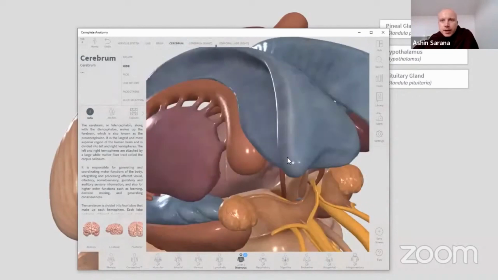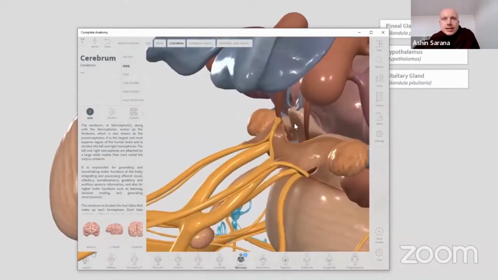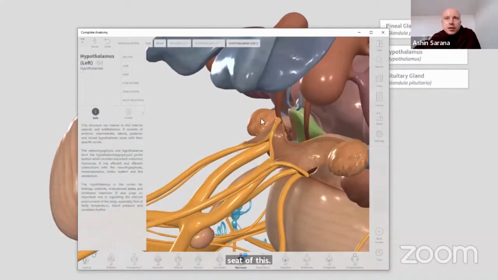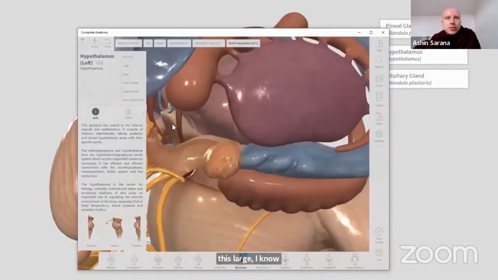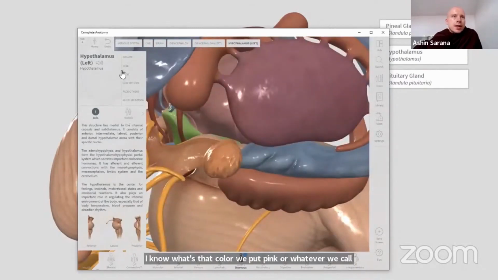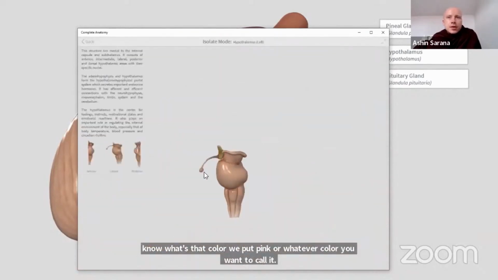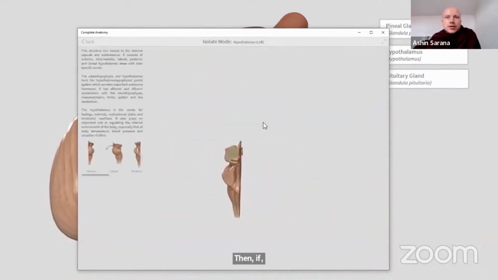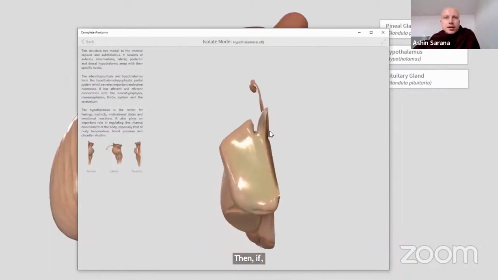And the hypothalamus is actually a seat of this thalamus. This large, I don't know what color that is, we call it pink or whatever color you want to call it. Then if we isolate it, now here you see this is the hypothalamus, this is the left part. The right part is basically identical. It's just on the other side.